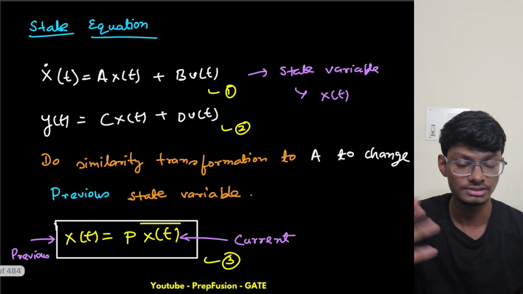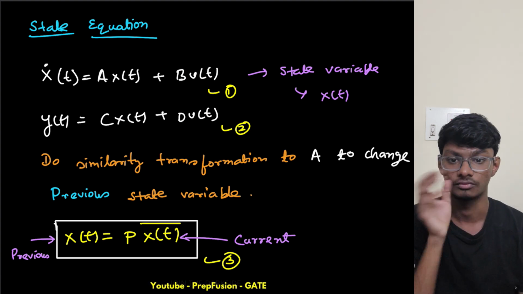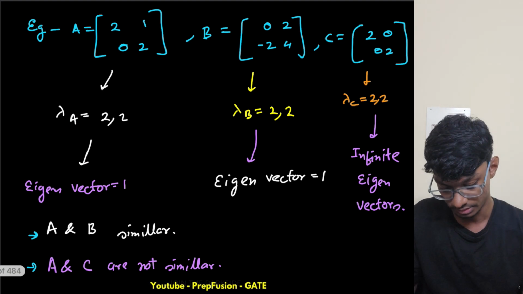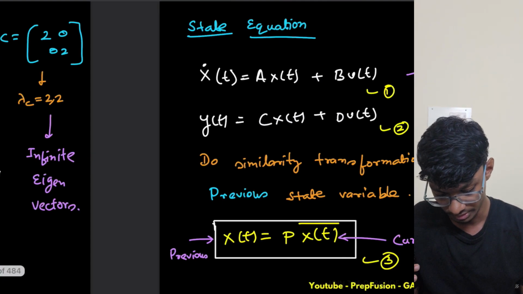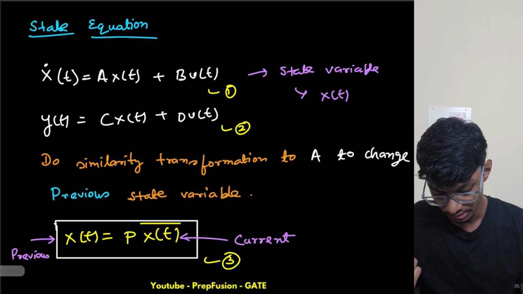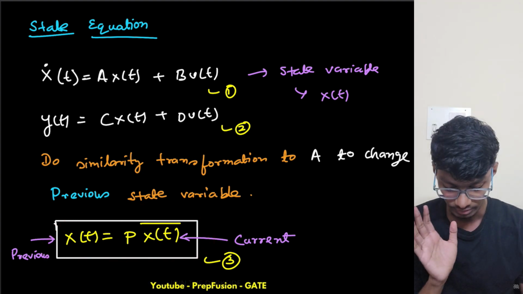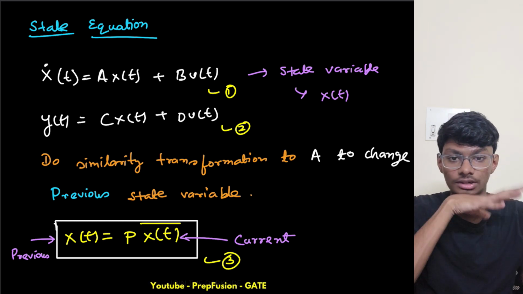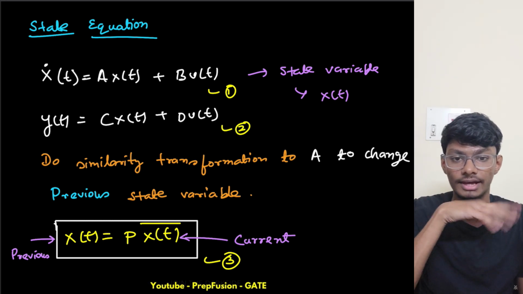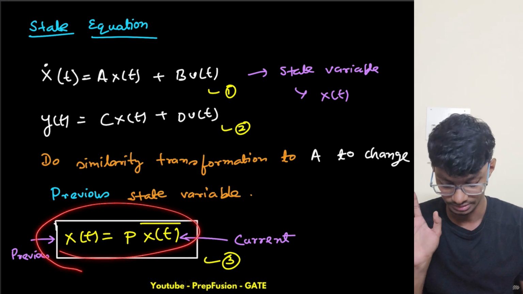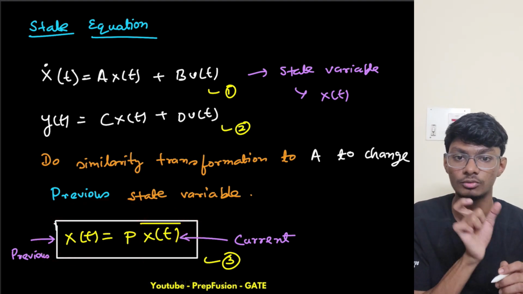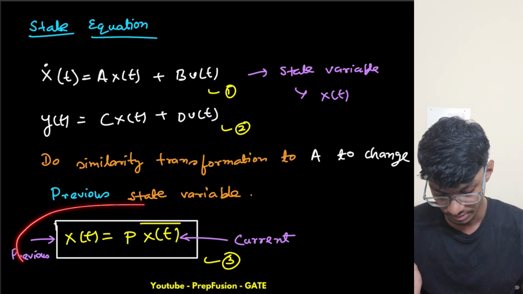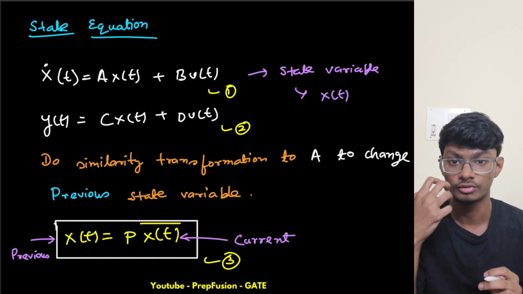We took a few examples and understood which matrices are similar and which aren't. Then I wrote the relation where I want to write my new state variable as this relation, where x bar of t is my new state variable and x of t is my old state variable. This is how I want to transform.